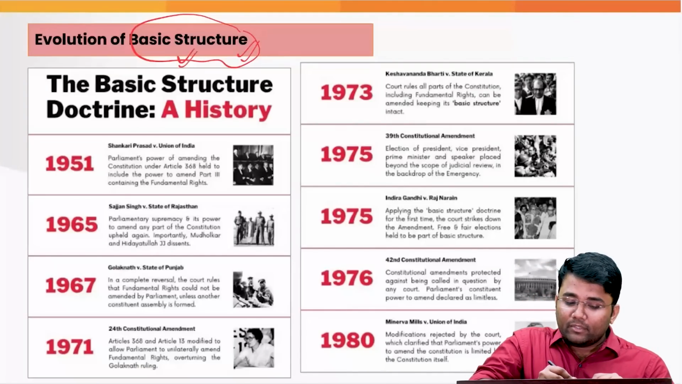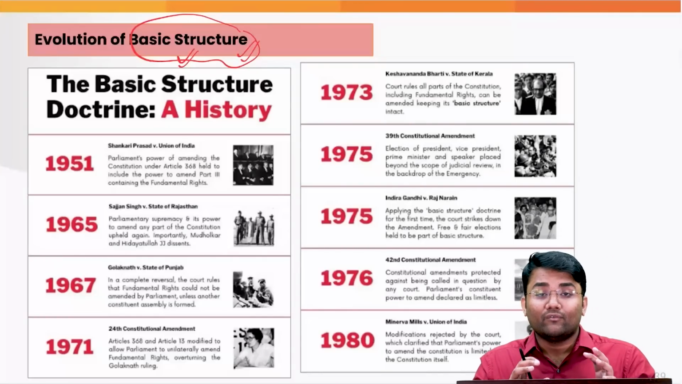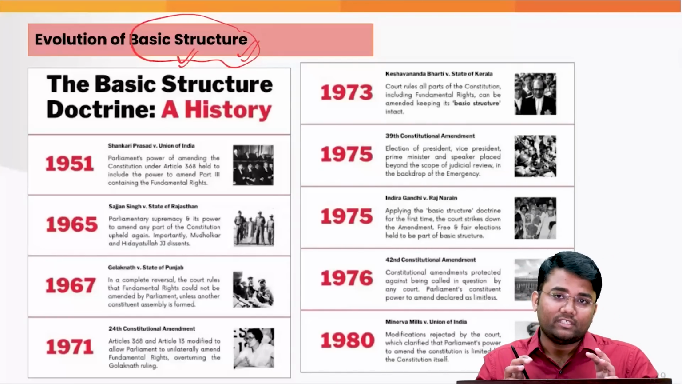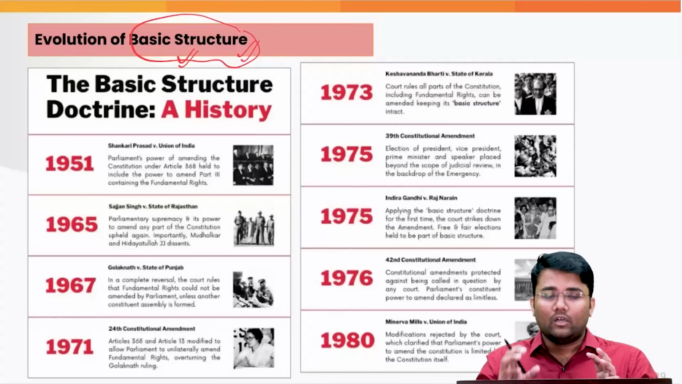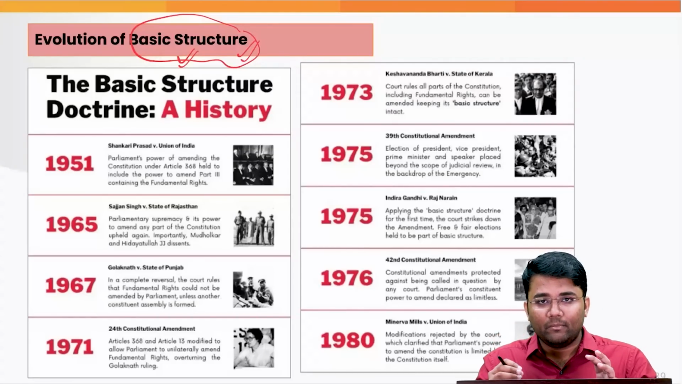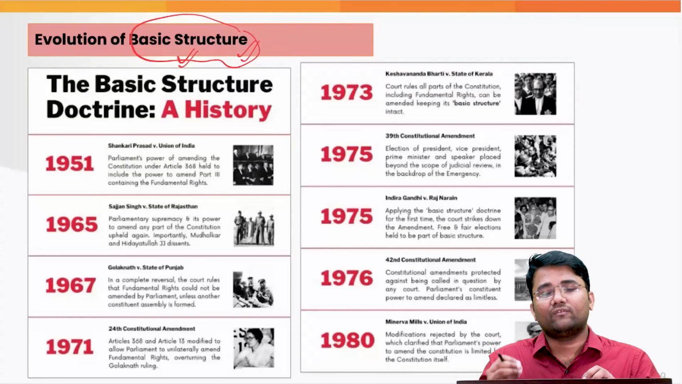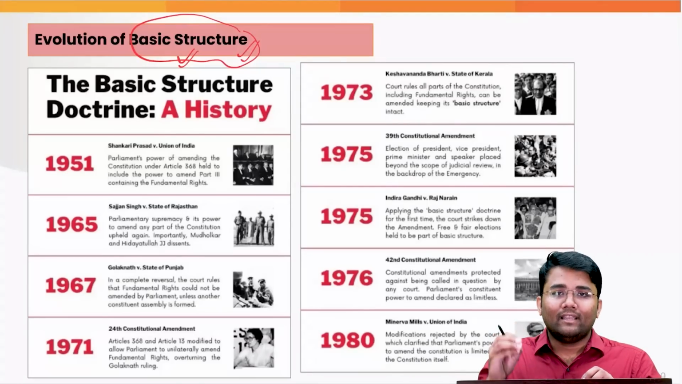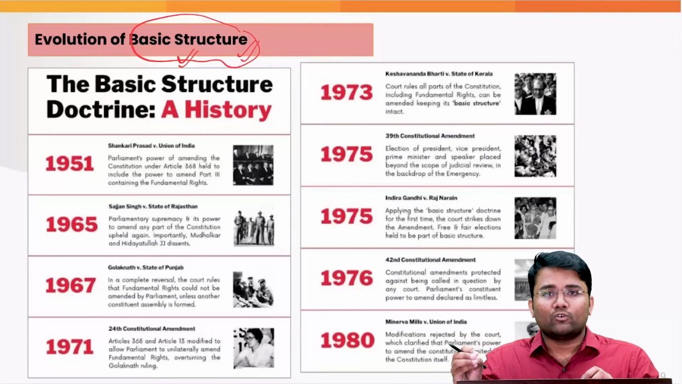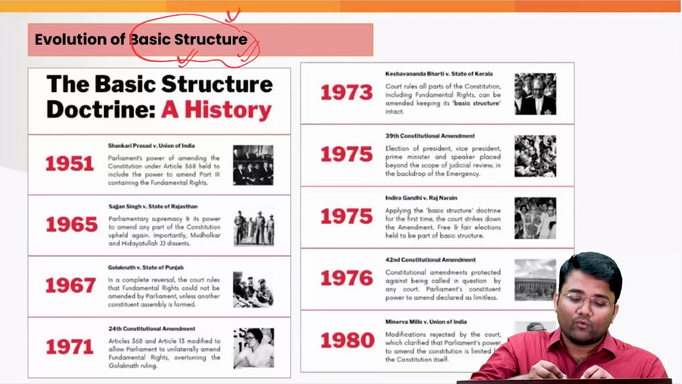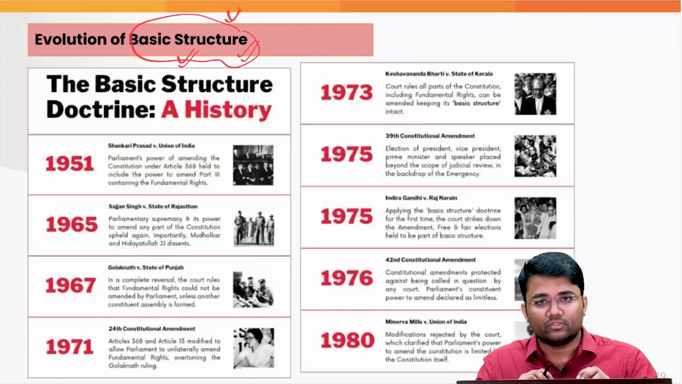Basically, basic structure means those parts of our Constitution which cannot be altered or changed. If they are altered through any constitutional amendment or by any law of the Parliament, they will be null and void, they will be unconstitutional as they are violating the basic structure of the Constitution.